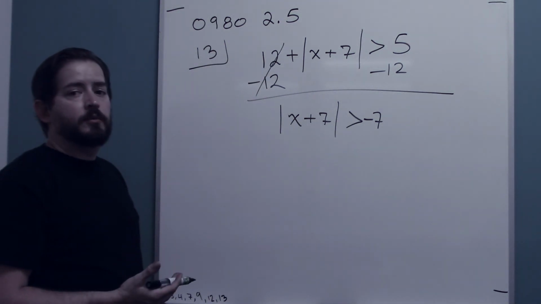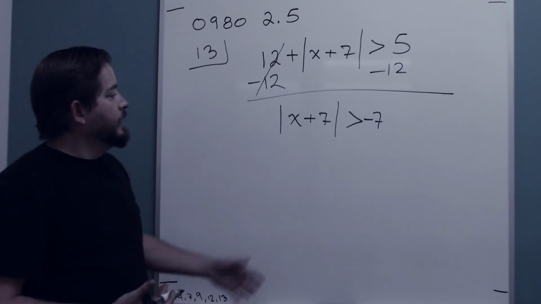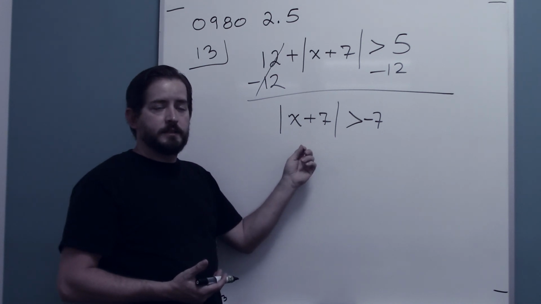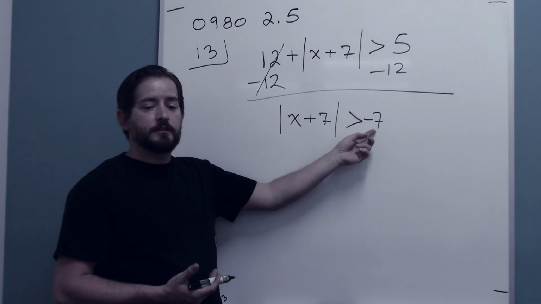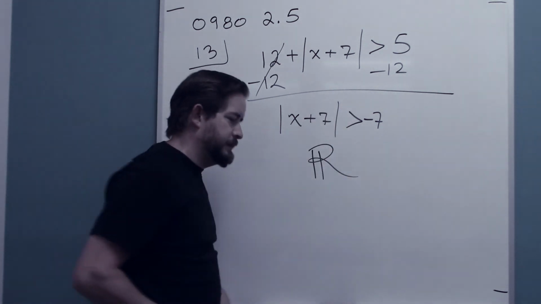And so I stop, and I ask myself, is this everything or is it nothing? No matter what I put in here, I'm going to take the absolute value of it, so I'll get 0 or more, and that's definitely going to be greater than negative 7, and I'm done. That is everything. And that's that.